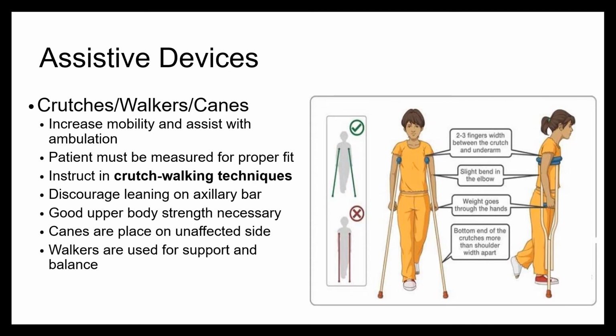You also want to make sure that we discourage the client from leaning on the axillary bar. We want to note that they have good upper body strength, which is necessary to be able to use crutches. If they are going to use a cane, it's going to be placed on the unaffected side. An easy way to remember cane placement is the acronym COAL, C-O-A-L, cane, opposite, affected leg.